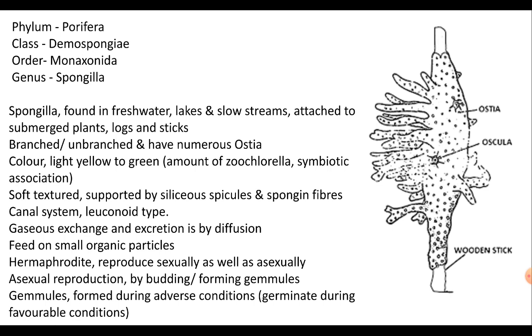Spongilla is a hermaphrodite where it reproduces both sexually as well as asexually. Asexual reproduction takes place by means of budding as well as gemmule formation, and sexual reproduction also takes place. An unusual free-swimming larva is peculiar to this Spongilla.